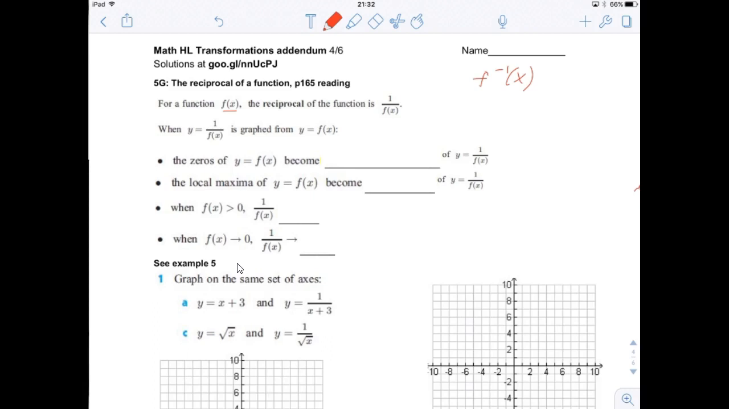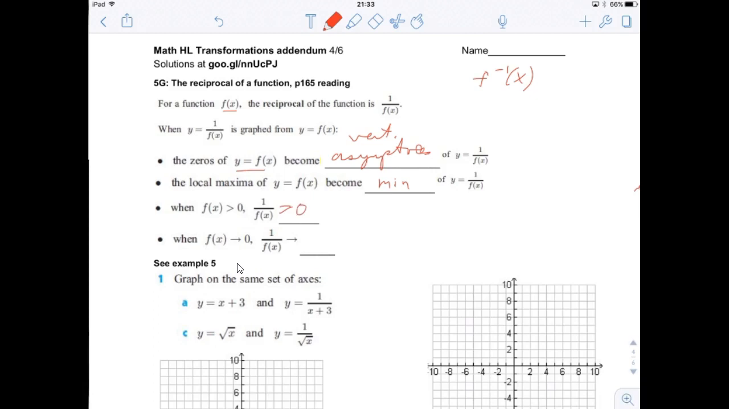When you graph 1 over f of x instead of f of x, the zeros of y equals f of x become asymptotes of 1 over f of x, vertical asymptotes to be exact. The local maxima of y equals f of x become the minima of 1 over f of x. And when f of x is greater than 0, then 1 over f of x is greater than 0.